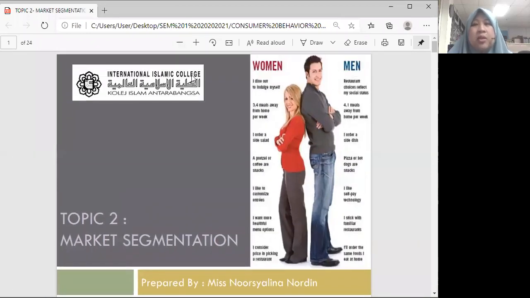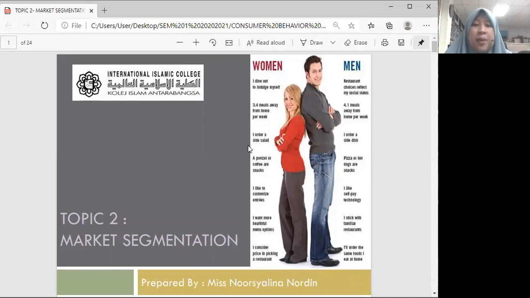What is an example of a demographic variable? For example, in here you can see the picture of women and men, which is categorized as gender. So we can segment different target markets according to gender, according to income, taste, personality, age, generation, lifestyle. So there are many more, and after this we will go deeper.